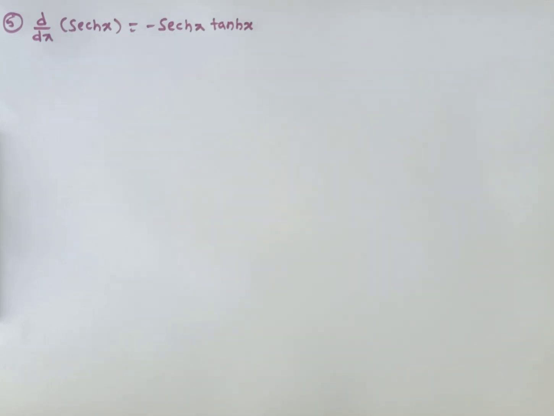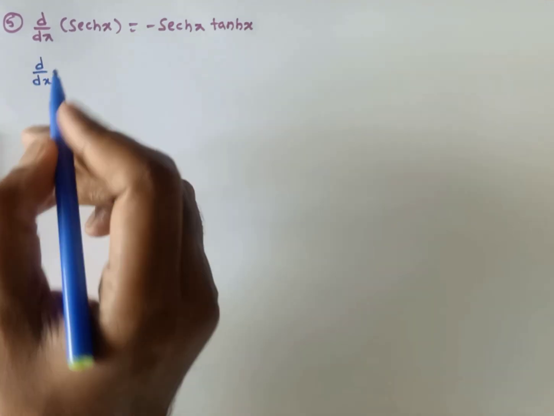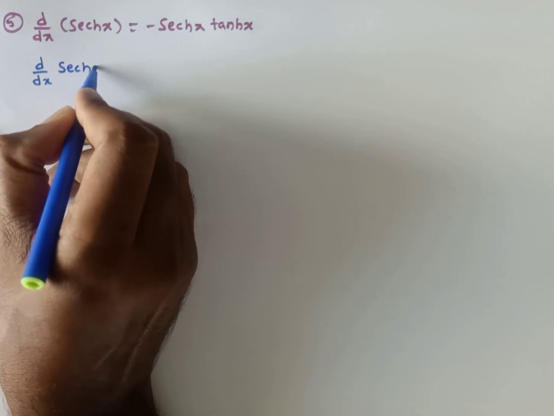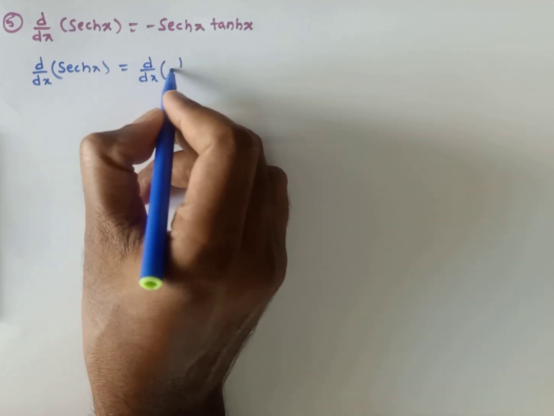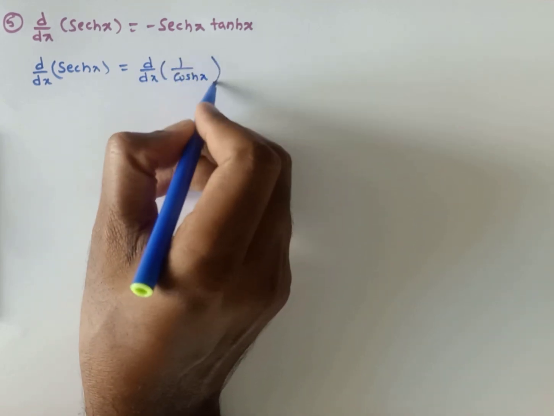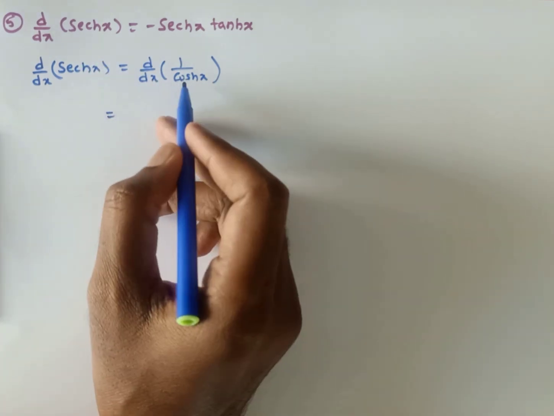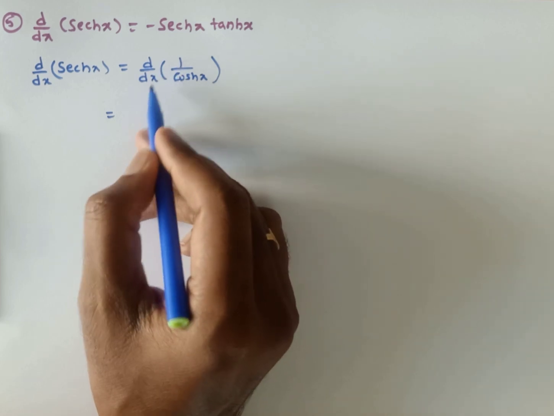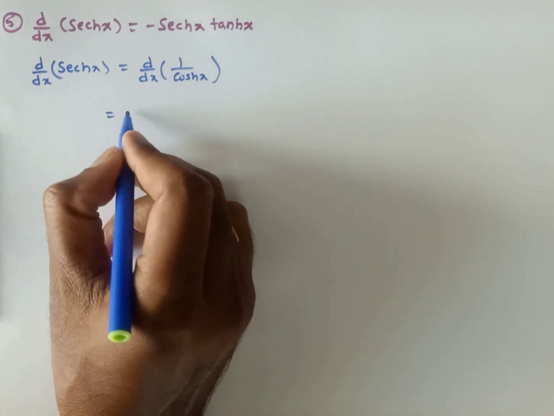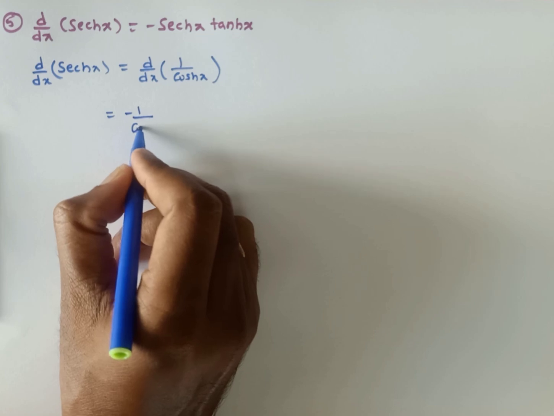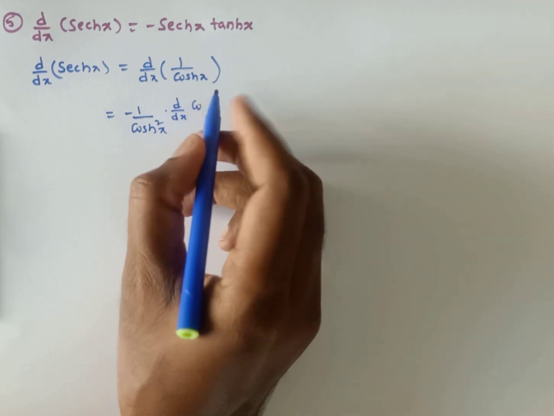Now you can use the quotient rule or the reciprocal rule, no problem. Since we already know it is 1 by cosh x, we can write this as d by dx of 1 by cosh x. Secant can be written like this, these two are reciprocals of each other. Now we have the 1 by u form, d by dx of 1 by u, which is minus 1 by u² into the derivative of u. So we can express this as minus 1 divided by cosh²x into d by dx of cosh x.